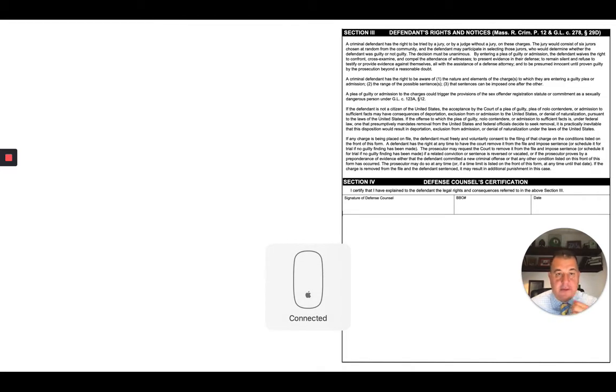All right, so this here is the second page of the form. As you can see, this whole section up here, you should read it in detail and talk about it with your lawyer, because it talks about the different rights you're giving up in this plea process, okay? And the judge is going to go over these with you.